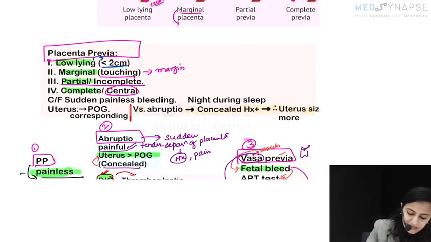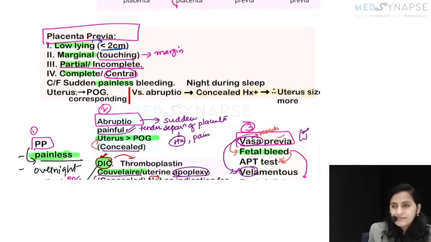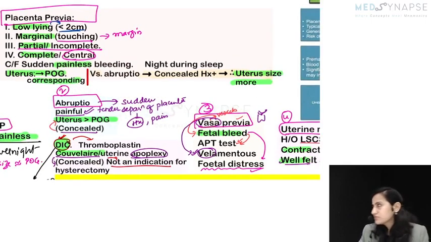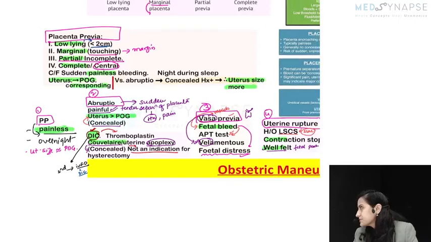So remember that here the history is sudden, painless bleeding, which occurs generally at night during sleep. The uterus corresponds to period of gestation versus abruptio, the uterine size is more because there's concealed hemorrhage.